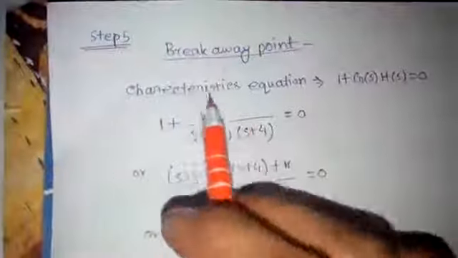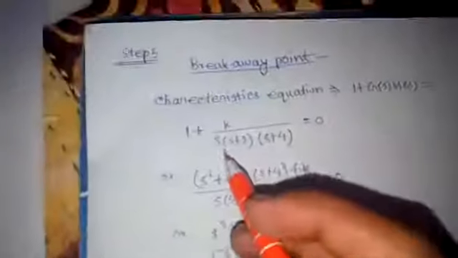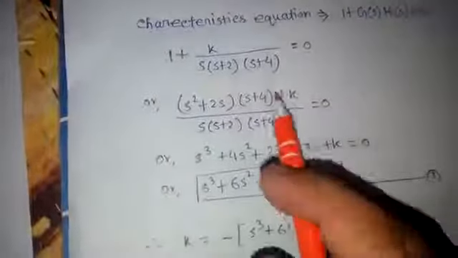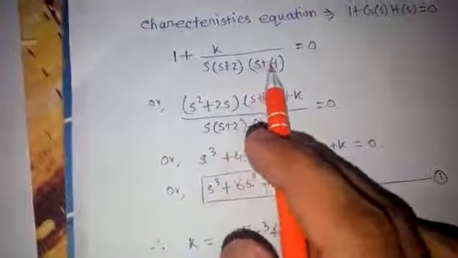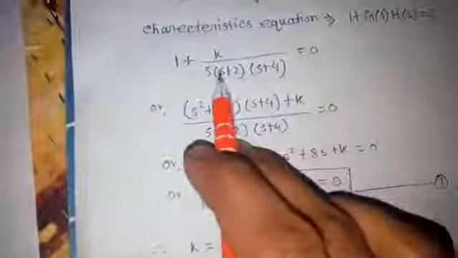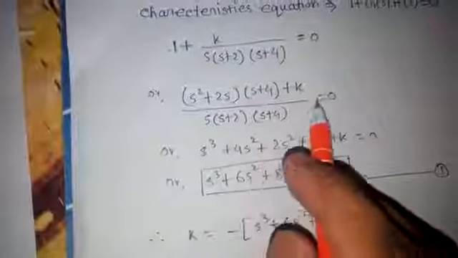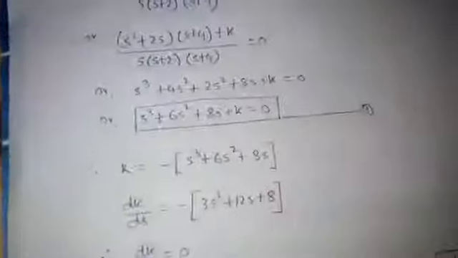Now step 5: we have to find the breakaway point. For that we need the characteristic equation, 1 plus G(s)H(s) equals 0. G(s) is given here and H(s) is unity feedback, 1. So we write down the equation, multiplying by s(s+2)(s+4), plus k, and this will be my characteristic equation.